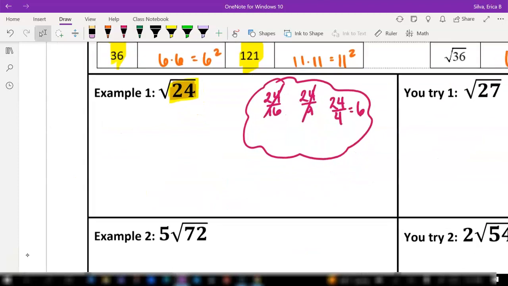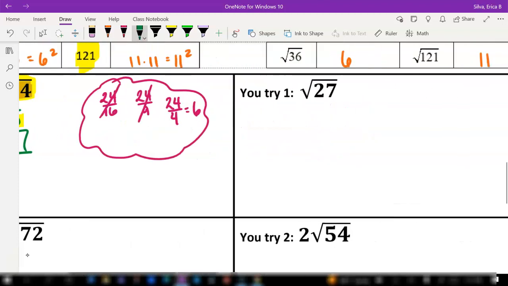So instead of writing square root of 24, we're going to write the square root of 4 times the square root of 6. Now notice how 4 times 6 is still 24, so we're not changing the value, we're just changing the way it looks. From here, we know that the square root of 4 is 2, and then the square root of 6, we're just going to write it. So to simplify square root of 24, we can simplify it to 2 square root of 6. Let's move on to the next one.